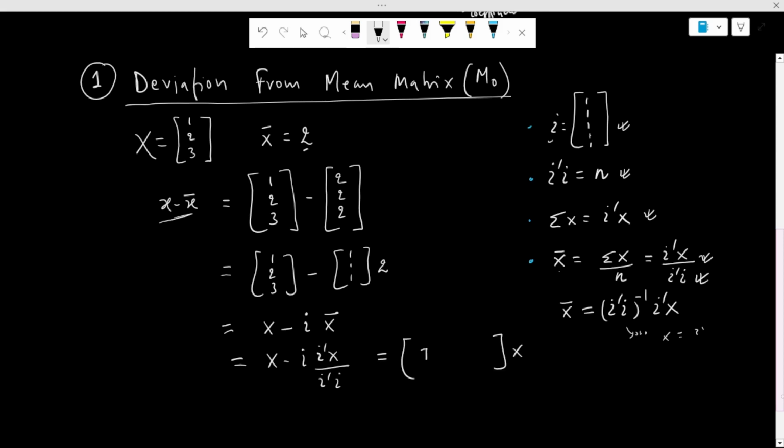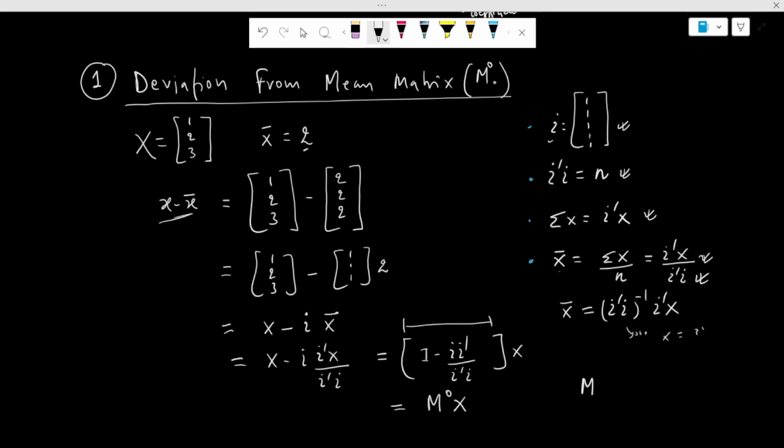So we are left with I minus I times I transpose I inverse I transpose. If we represent this term as the deviation from mean matrix, let me write it as M0 x. So here also let me write it as M0, where this notation provides the deviation from the mean. This is called the deviation from mean matrix. If we post multiply any matrix or vector by this matrix, we get the vector or the matrix of deviations from the mean of the respective variables. This deviation from mean matrix is going to be useful for today's topic.